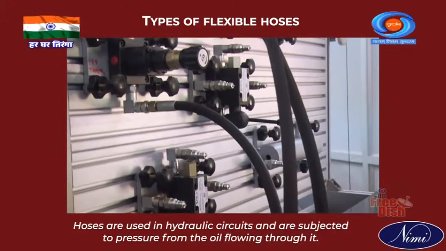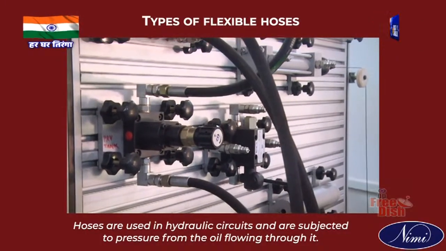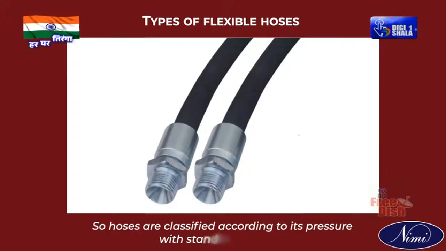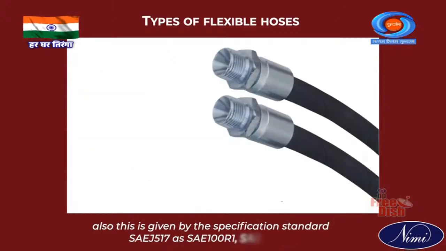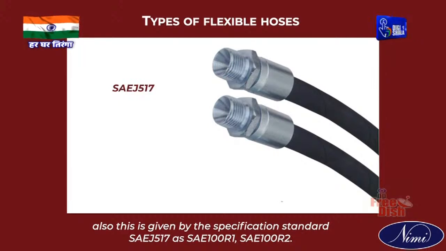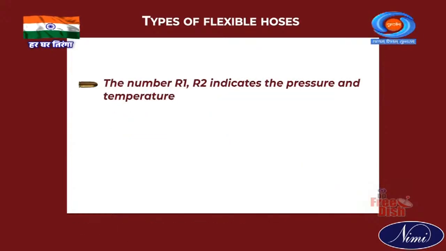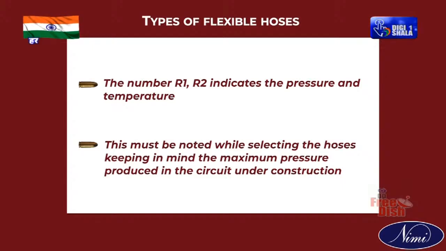Hoses are used in hydraulic circuits and are subjected to pressure from the oil flowing through them. So, hoses are classified according to their pressure withstanding capacity. This is also given by the specification standard SAE J517 as SAE100R1, SAE100R2. The numbers R1 and R2 indicate the pressure and temperature. This must be noted while selecting the hoses, keeping in mind the maximum pressure produced in the circuit under construction.